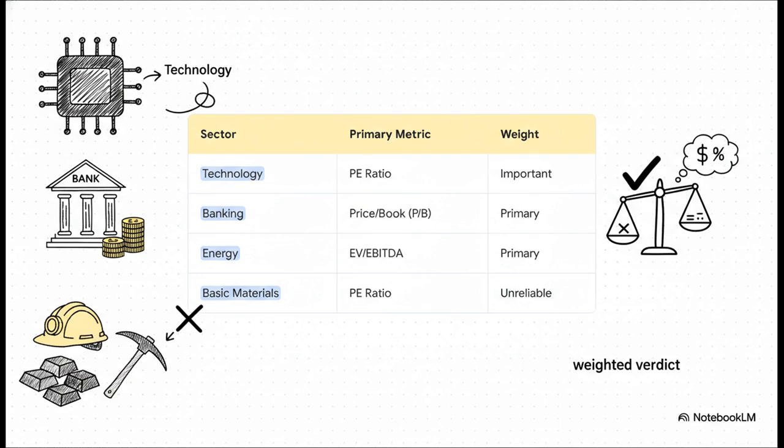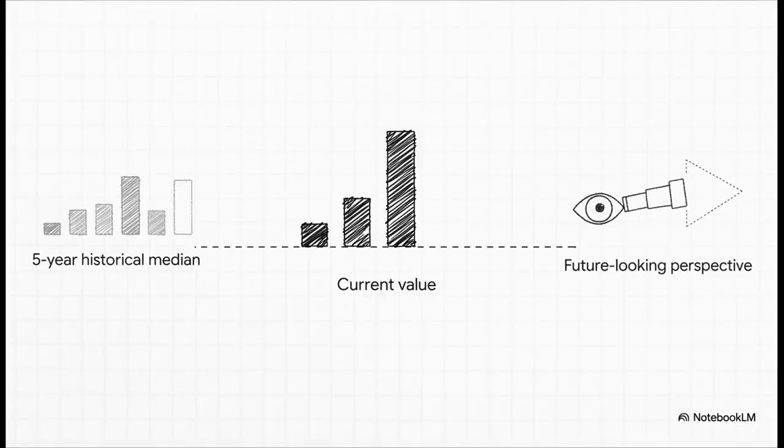What's so smart about this is that it computes a weighted verdict. It knows that for a tech company, the PE ratio is probably what matters most. But for a bank, price to book is king. And for those cyclical sectors like basic materials, it knows to treat the PE ratio as pretty unreliable. So it looks at all the standard valuation metrics, but it adds this crucial layer of context by comparing the current number to its own 5-year history. That tells you if the stock is cheap or expensive for itself. And for U.S. stocks, it also pulls in the forward PE, which gives you a sneak peek into what the valuation looks like based on next year's expected earnings.